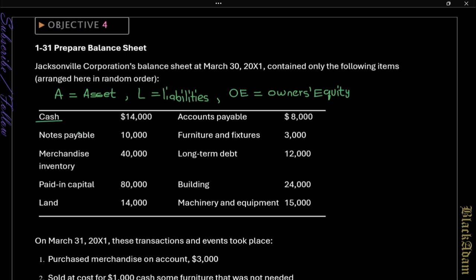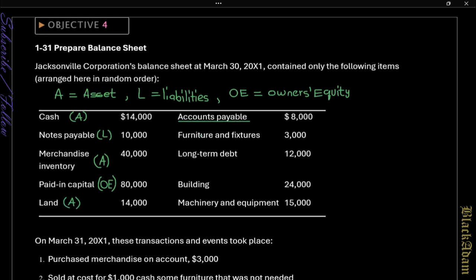And then we have cash. We categorize it as an asset. Notes payable will be a liability. Notes payable is what you owe the bank. Merchandise inventory, that's the stock you have, so that's an asset. And then paid-in capital means that it's owners' equity, so that's the shares, money you paid for shares. And land is considered an asset.